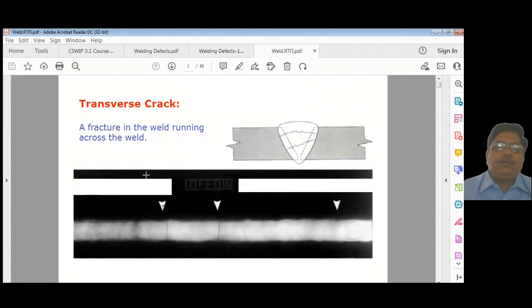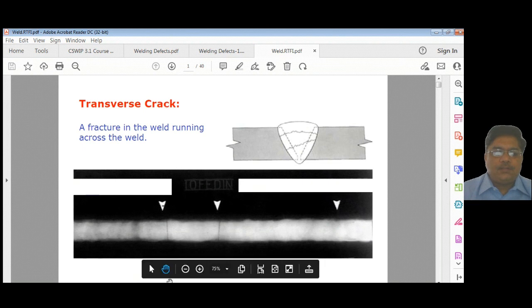Okay, let's move to RTFI now. Let's see some radiographs. So you can see the fracture in the weld running across the weld. You can see the transverse crack. Also, I have brought one example of transverse crack. Let me share that with you.